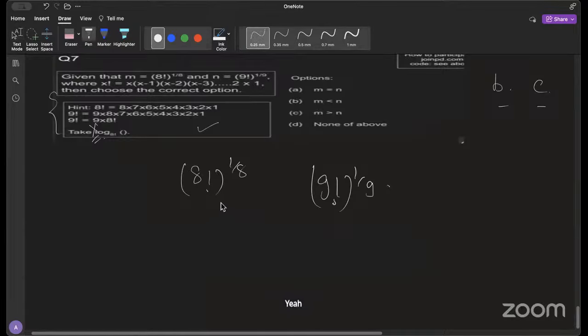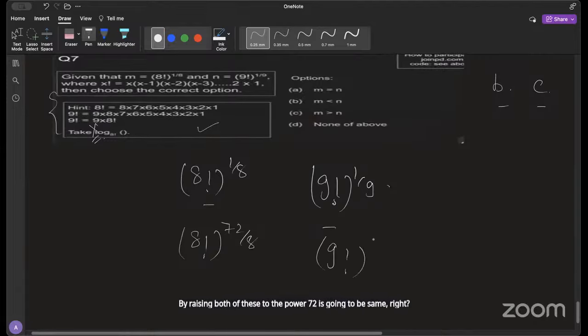Yeah. So, these two are the numbers. The easiest way would be, you have to compare these two, right? Comparing these two or comparing by raising both of these to the power 72 is going to be the same, right? And why are we raising it to the power 72? Because we want to avoid the fraction here. That's why we're raising it to the power 72, because 72 is a common multiple of both 8 and 9. In fact, the smallest common multiple of 8 and 9.